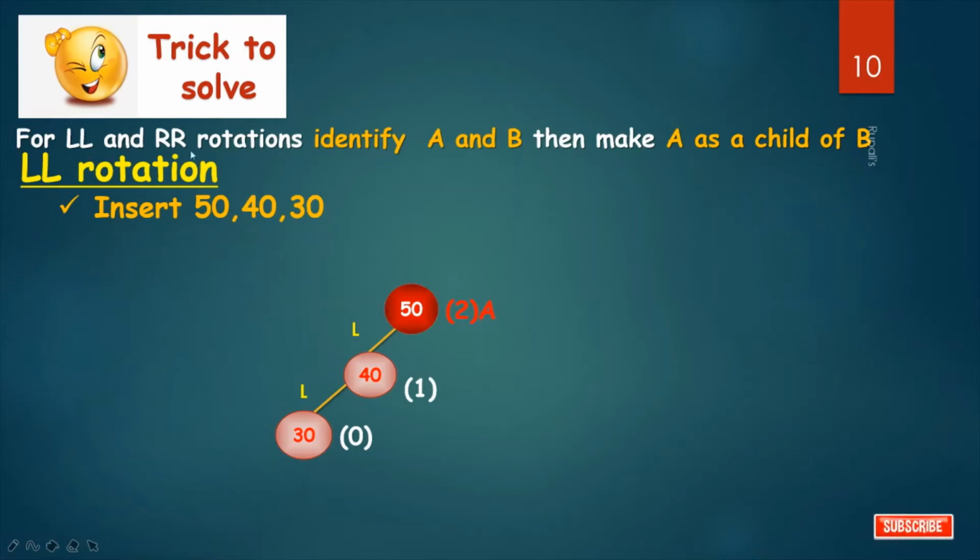In case of LL rotation, identify A and B, then make A a child of B. This is our A node, and B is the child of A. So which one is our B node? This one is our B node. So I can identify A, and B is the child of A. Okay. Now what you have to do? You have to make A a child of B.